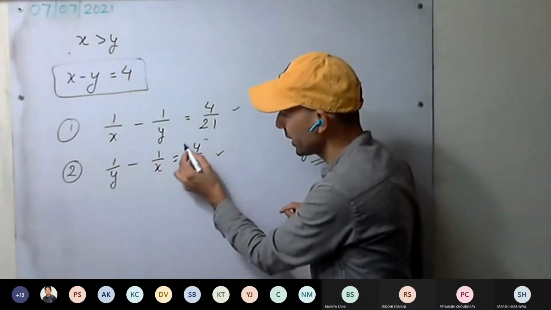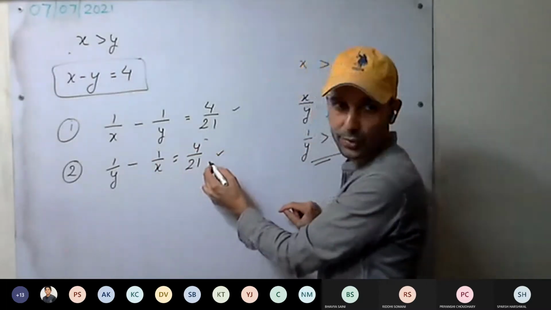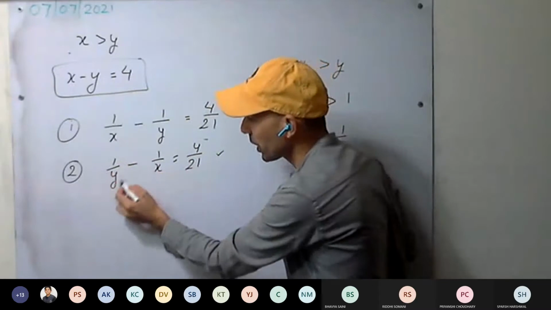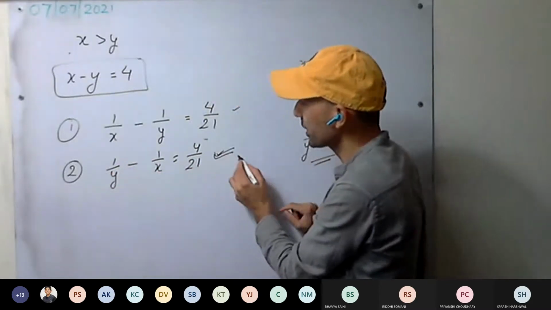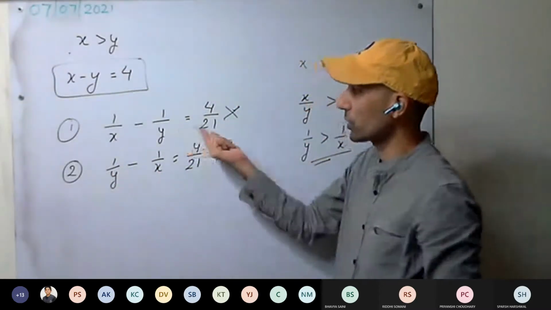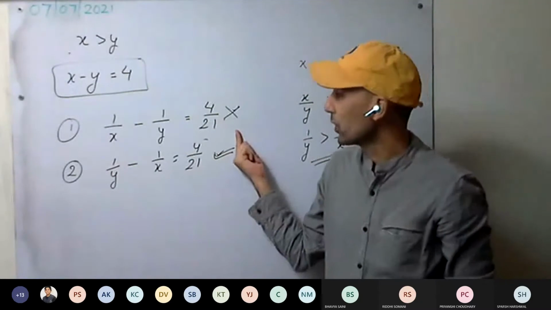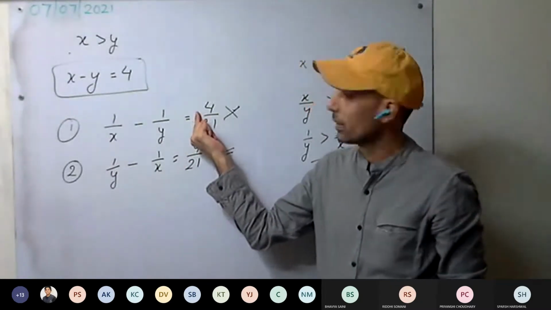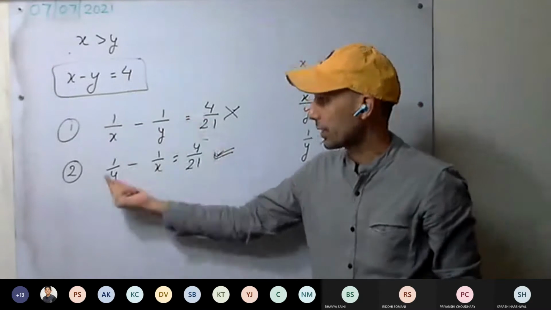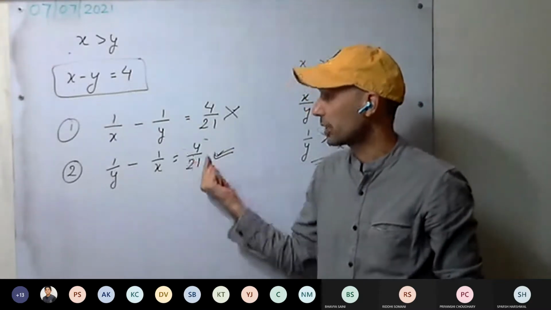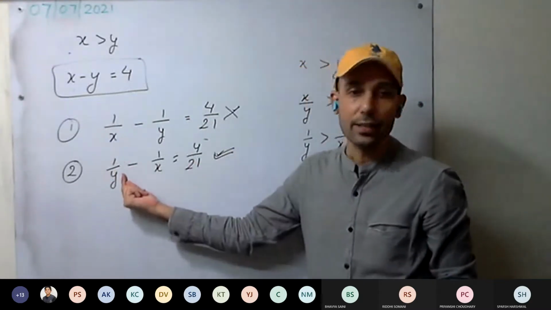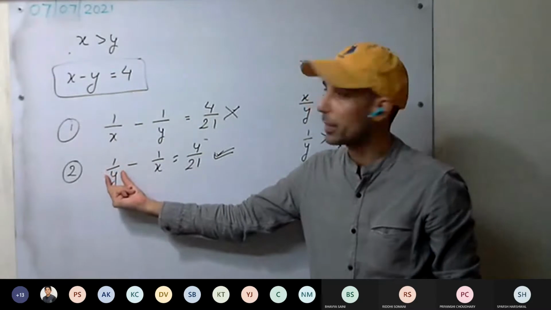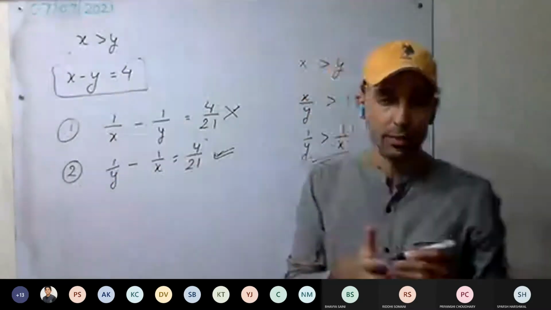So which equation? Since here the answer is positive, we are getting positive. Therefore 1 upon y minus 1 upon x is the correct equation. The first one is wrong, yes or no? First one is wrong, because here we are going to get negative. Second equation is correct. Answer is positive. That means 1 by y. First the bigger number will come. Bigger number is 1 upon y.